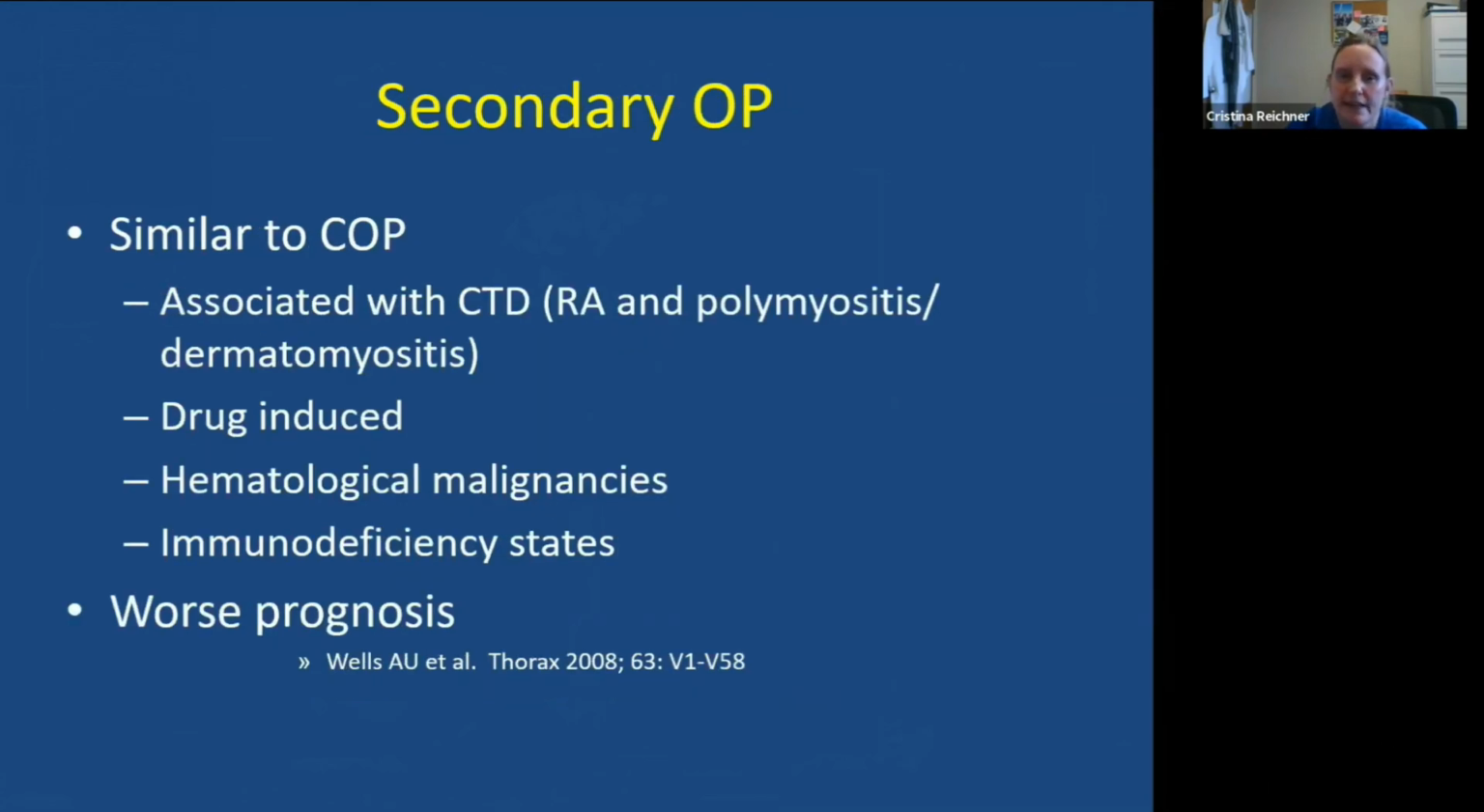You can have what's called secondary organizing pneumonia, which we probably see more often than cryptogenic organizing pneumonia, but it's usually associated with something else. So for example, rheumatologic diseases, again, rheumatoid arthritis, polymyositis, it can be drug-induced. Some of the hematologic malignancies can be associated with it, and also some of the immunodeficiency states. And these actually tend to have somewhat of a worse prognosis.